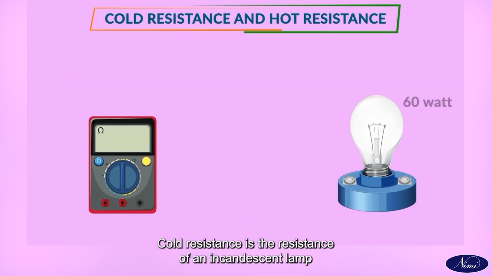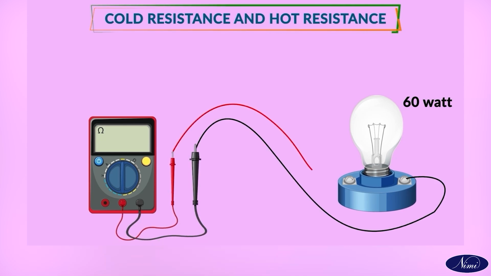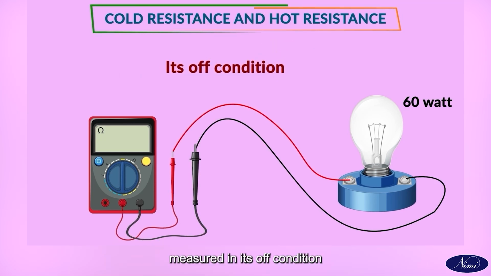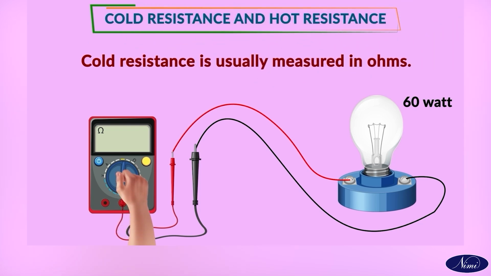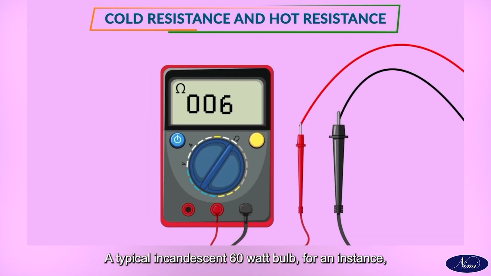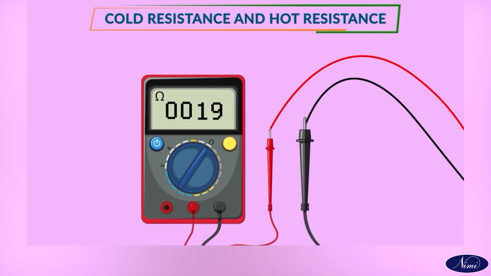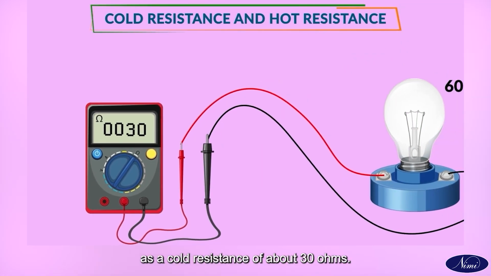Cold resistance is the resistance of an incandescent lamp measured in its off condition. Cold resistance is usually measured in ohms. A typical incandescent 60-watt bulb, for instance, has a cold resistance of about 30 ohms.